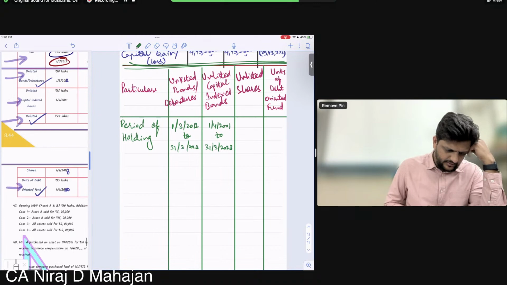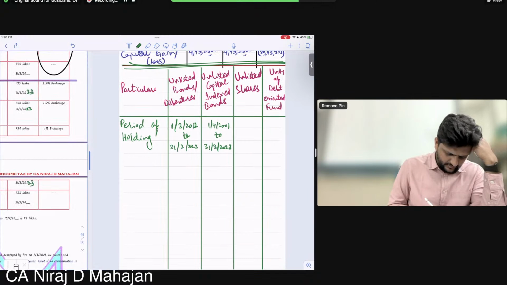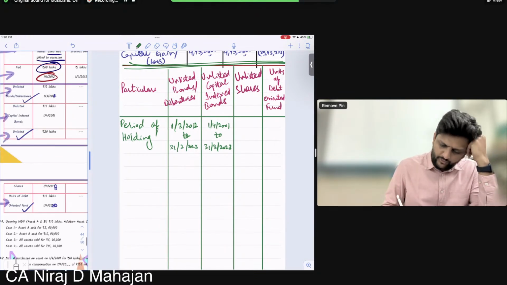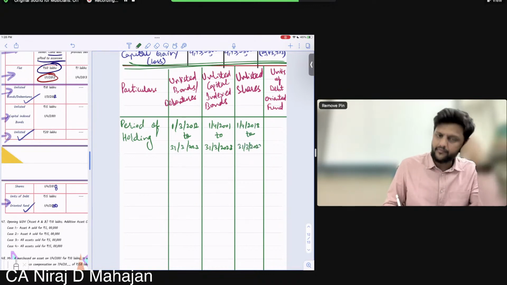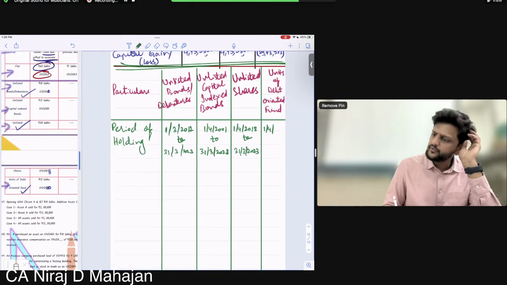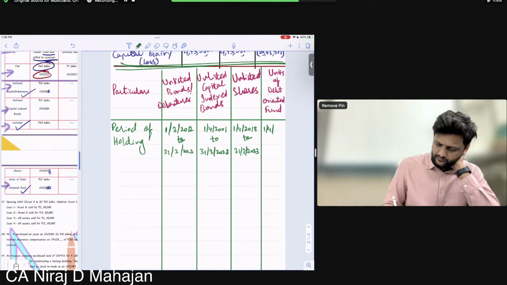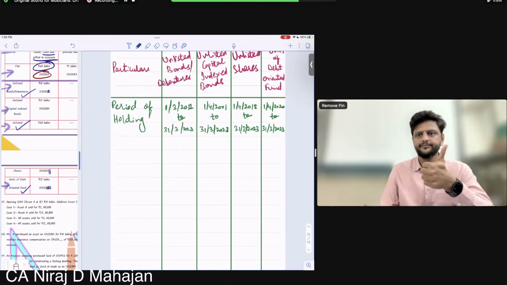Unlisted shares. One for 18. Two, 31st March 23. Done everybody. And last one, 1 for 20. Okay everybody. To 31st March 2023. Done till all of you? Fine.